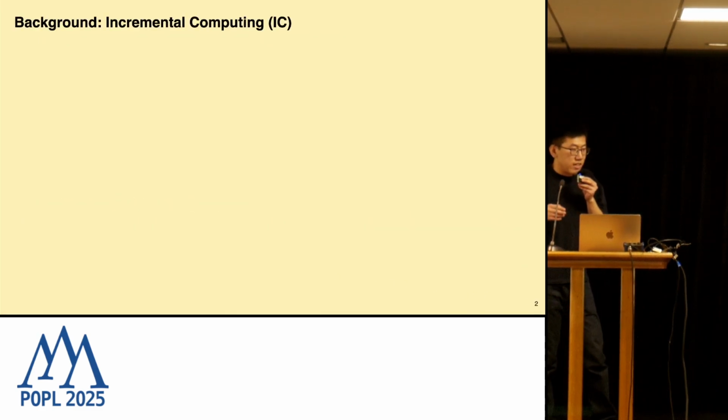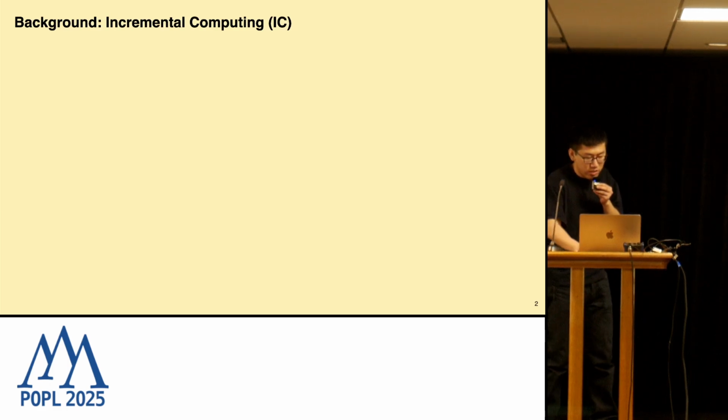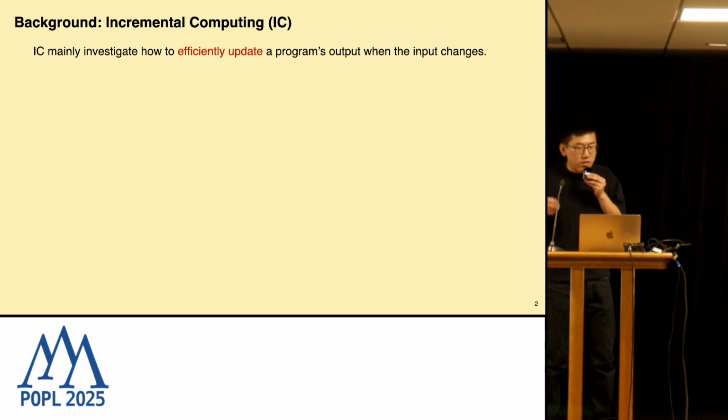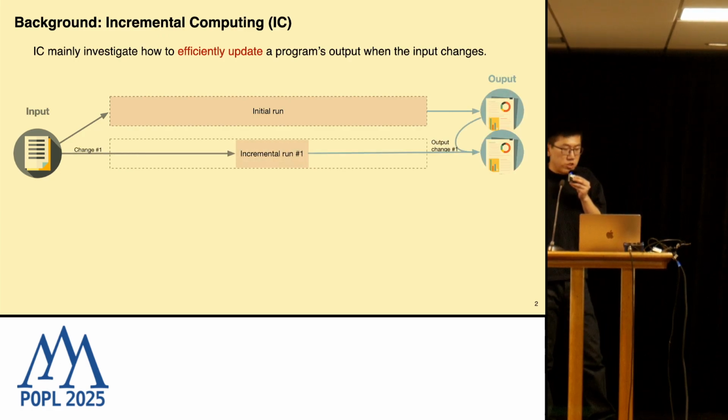At the beginning, I would like to briefly introduce incremental computing, which is the context and the background of our framework. Incremental computing mainly investigates how to efficiently update a program's output when the input constantly changes. Here is a small diagram showing how a typical incremental program works.